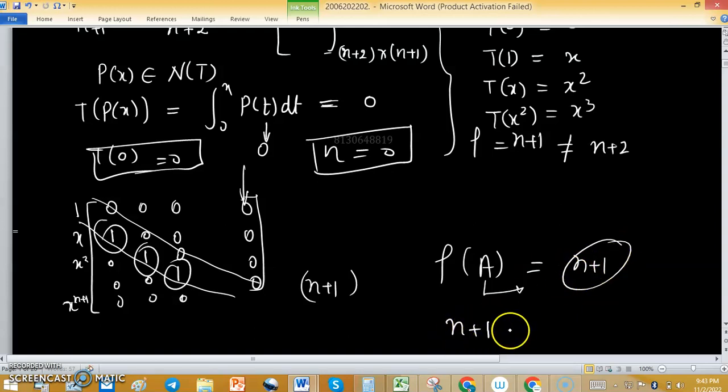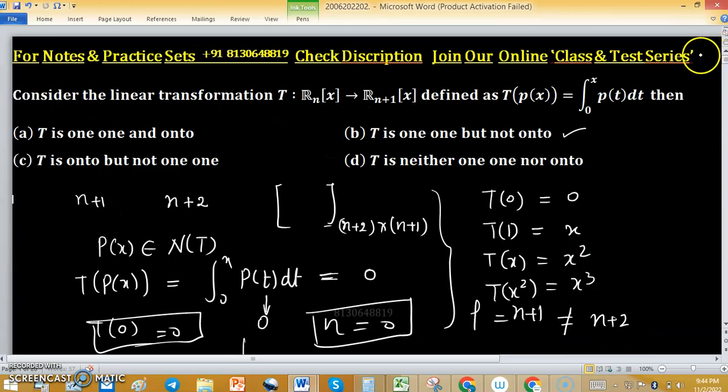So by the rank-nullity theorem, the nullity of this linear transformation will be 0. So using this concept you can also find which one is the correct option.